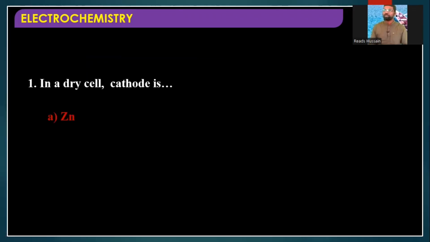Next, one small question to you. In a dry cell or Leclanche cell, what is the cathode? Cathode, anode, electrolyte: try to remember these three components. In a dry cell, the cathode is carbon, and the anode is zinc. Next, what is the electrolyte? Moist carbon powder and manganese dioxide.